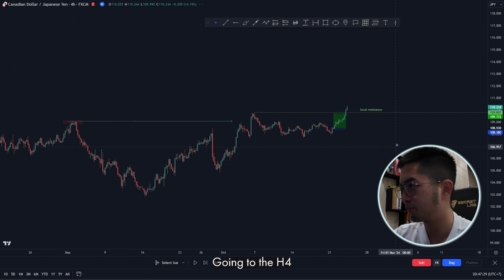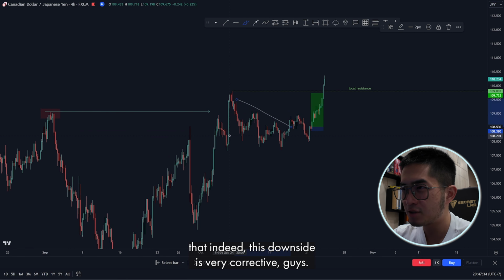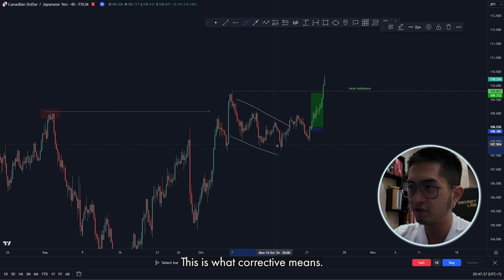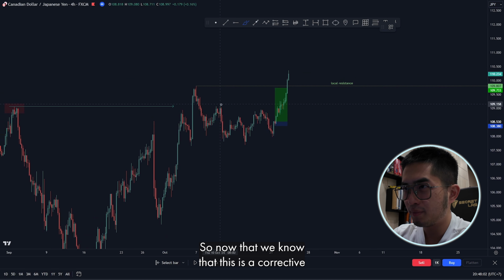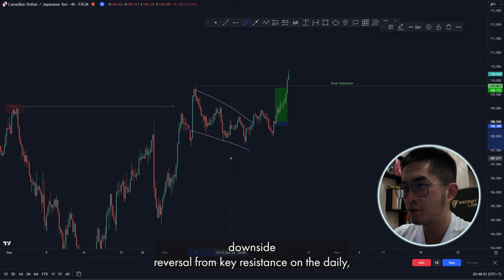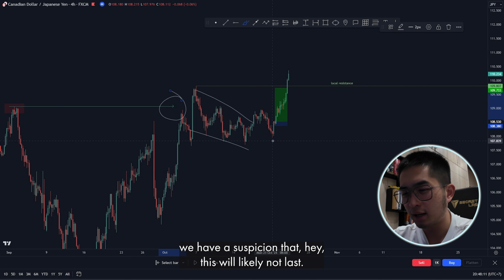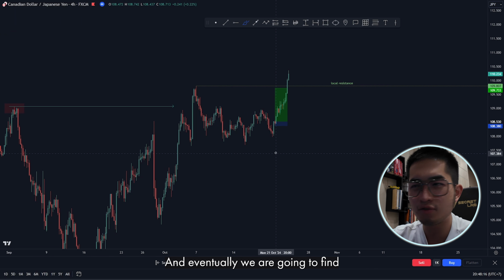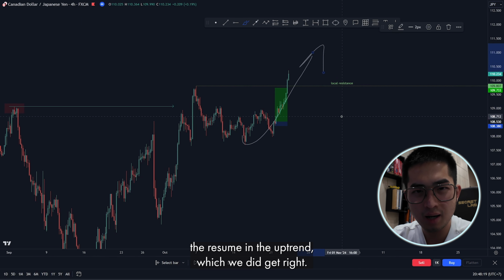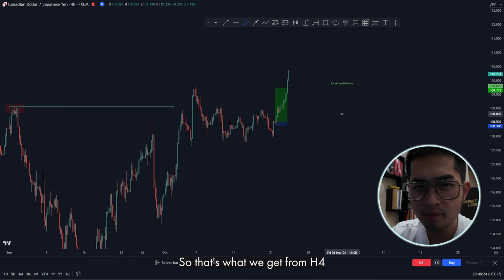Going to the H4, we confirm that indeed this downside is very corrective, guys. This is what corrective means. It's literally when a move goes like that, right? So now that we know that this is a corrective downside reversal from key resistance on the daily, we have a suspicion that this downside move will likely not last, and eventually we are going to find the resumption of the uptrend, which we did get. And that's the trade that we took. So that's what we get from the H4.